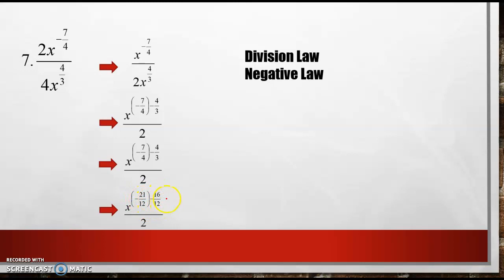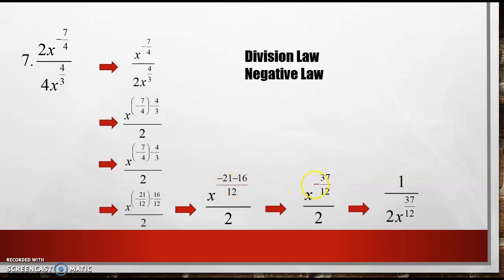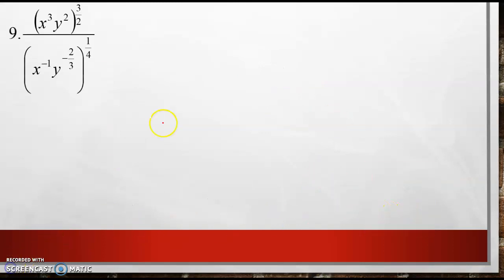minus 16 over 12, negative 21 minus 16 over 12, and then negative 37 over 12. Since they are both negative, you copy the sign and then you add. Therefore, your final answer is, since this is a negative exponent, make use of the negative law, make it positive. Alright. Okay, this example might take a while, but surely you'll get used to it.